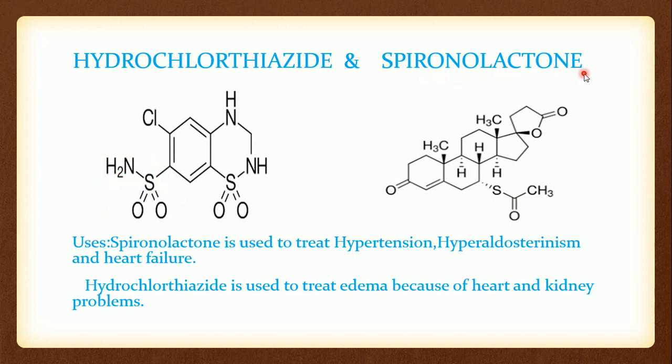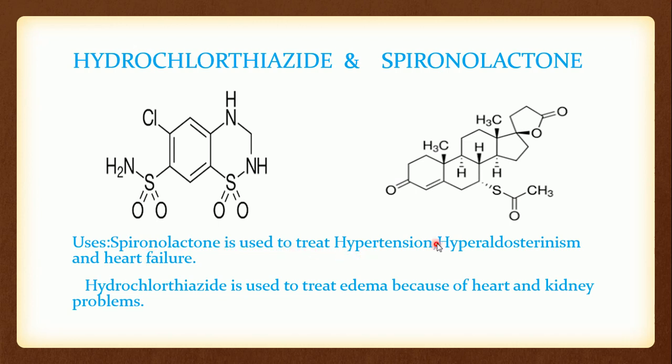Next structure is spironolactone. Spironolactone is an aldosterone antagonist. So this is the structure of spironolactone. The steroid nucleus is present. One ketone group is present at this position and SCOCH3 is attached. And here one methyl group, and at this position one methyl group, and here a lactone group is attached. That is the structure of spironolactone.